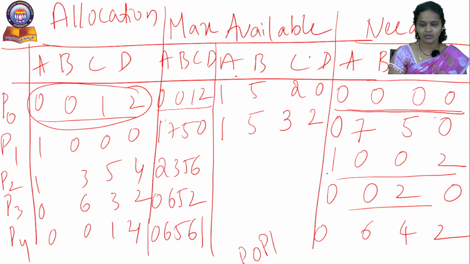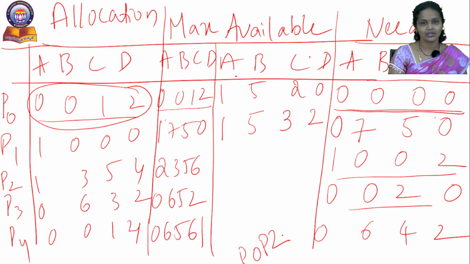Yes, definitely we can satisfy the request of this process. Why? Because 1 is equal to 1, that means need is equal to available. It requires 0 instances of B, but here we have 5. It requires 0 instances of C, but here we have 3. And here it needs 2 instances, and we have 2 instances. So definitely we can give the current available resources to this process. Sorry, this is P2. The current available resources can be given to process P2.